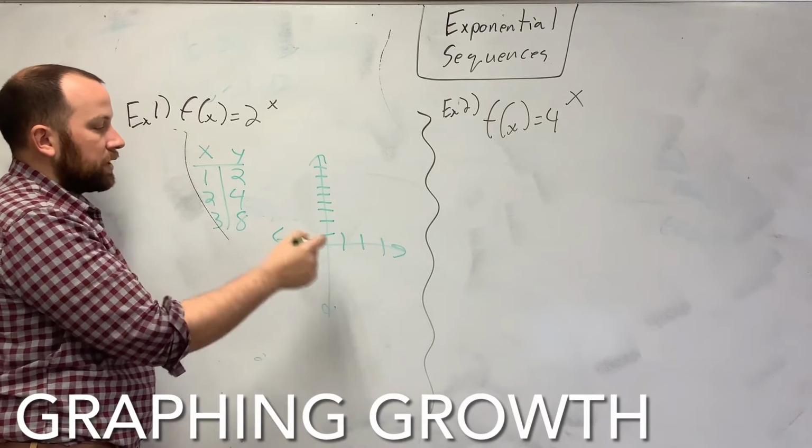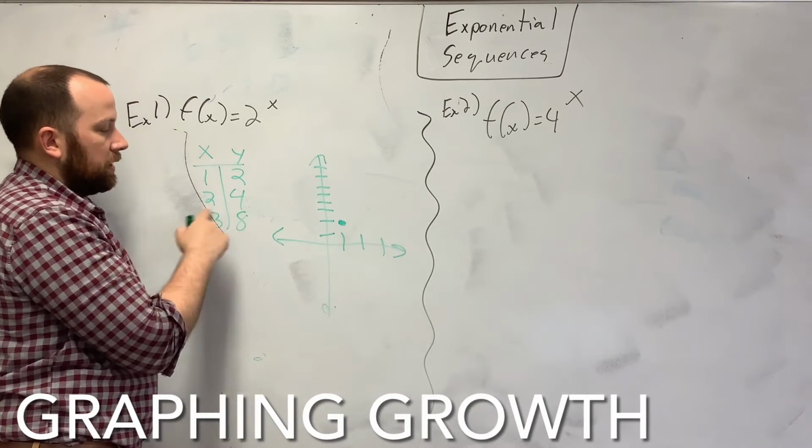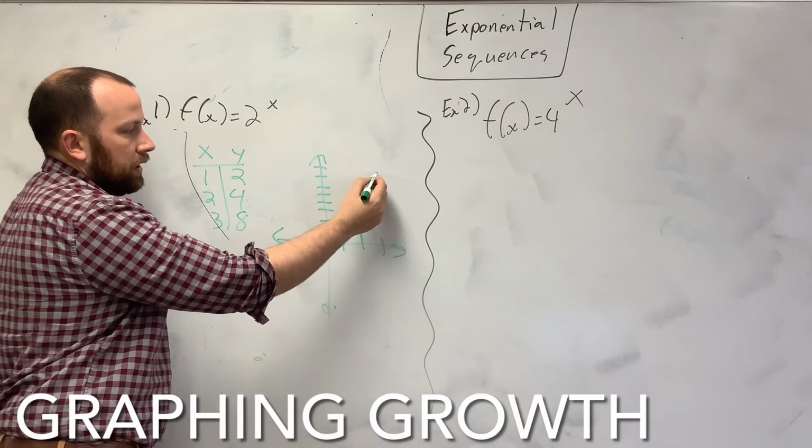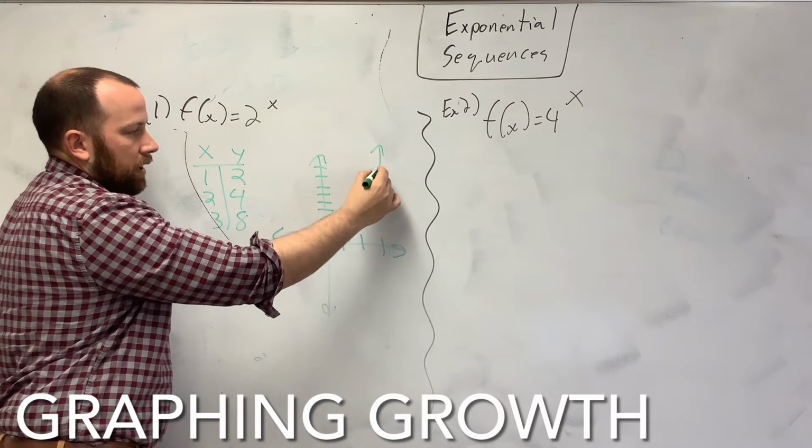So my first number is at 1, 2. My next number is at 2, 4. My last number is at 3, 8. And I graph it.